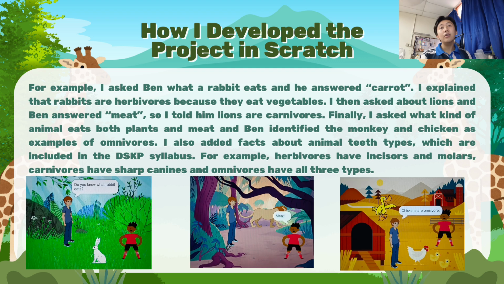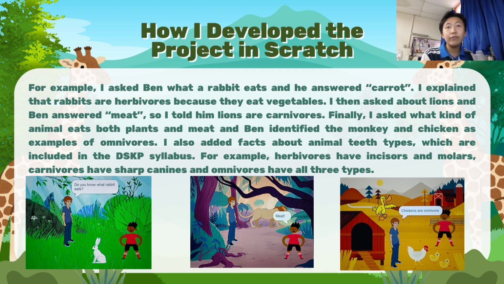For example, I asked Ben what a rabbit eats, and he answered, "Carrot." I explained the rabbits are herbivores because they eat vegetables. I then asked about lions, and Ben answered, "Meat." So I told him lions are carnivores. Finally, I asked what kinds of animals eat both plants and meat, and Ben identified the monkey and chicken as examples of omnivores.